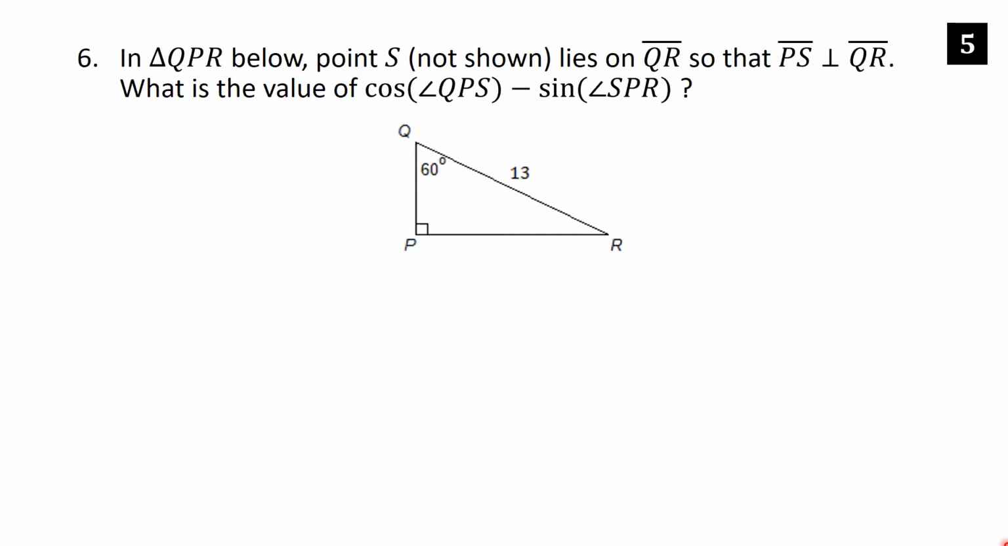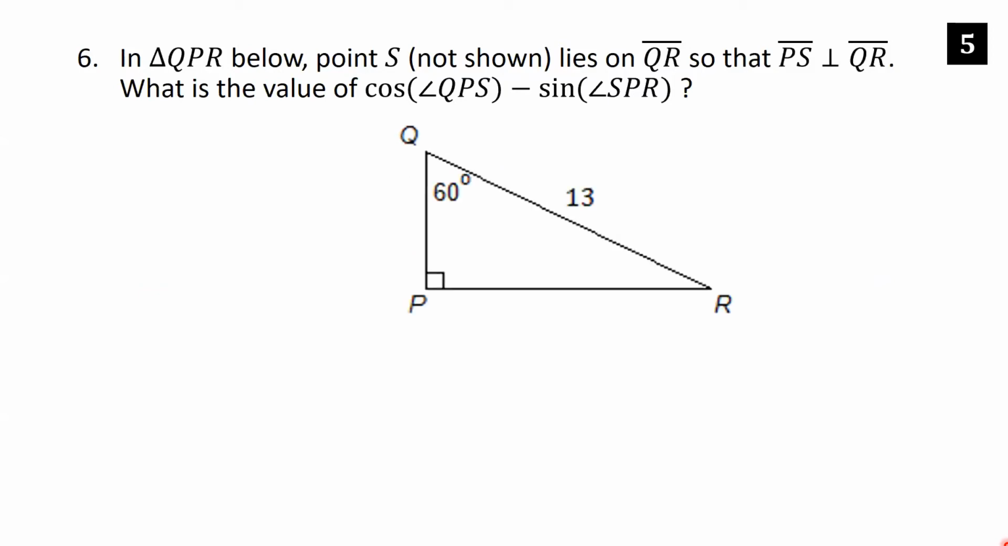6. In triangle QPR below, point S, which isn't shown, we'll add it in ourselves, lies on segment QR so that PS is perpendicular to QR. What is the value of cosine angle QPS minus sine of angle SPR? Okay, without seeing the S there, this might seem a little confusing.